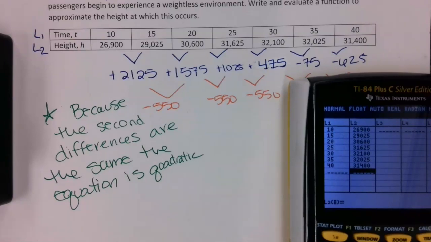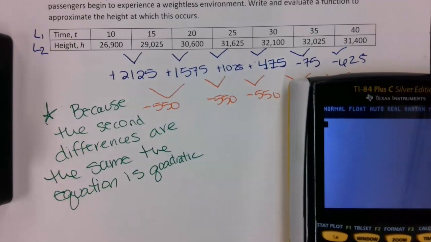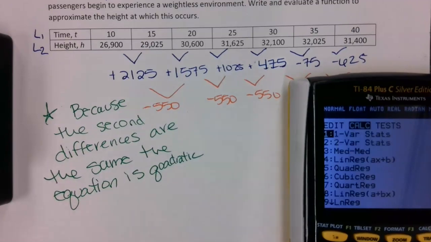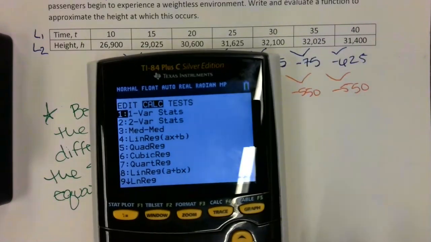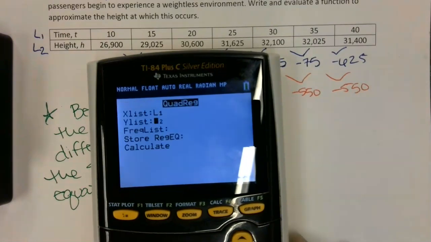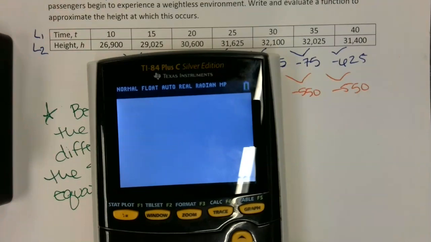Okay, once I get those points in, I'm going to press second mode to go back home. Then I press stat again. This time I'm going to calc, and instead of going for a linear regression, because it's not linear, I told you it's quadratic, what choice should I pick? 5, I want the quadratic regression. So I go down to calculate, and I press enter.